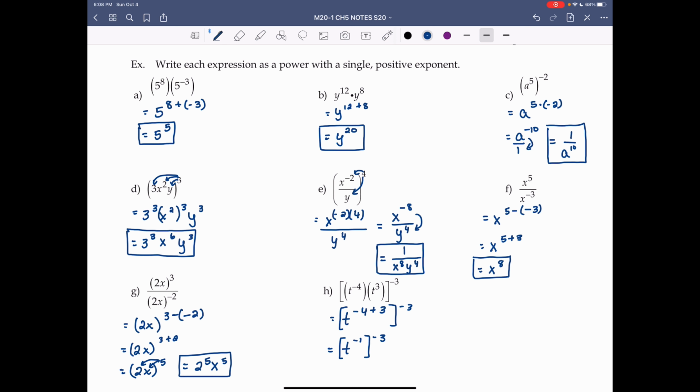This is power of a power rule, so I multiply my exponents. Negative 1 times negative 3 is positive 3, so I get t to the power of 3. That's why I take care of my negatives last, because sometimes through other simplifications, you end up without negatives.